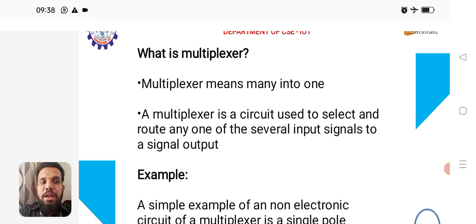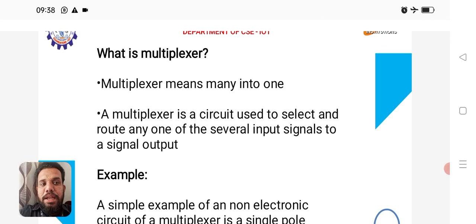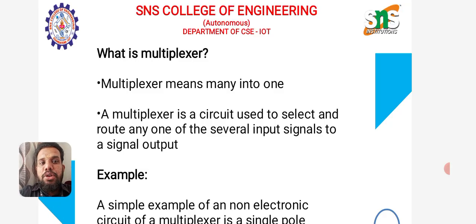In terms of definition, it is a circuit used to select and route any one of several input signals to a single output. In a single path, there may be many inputs, 8, 4, 16, 32, 64, n number of inputs, but you have to select only one signal at a time and transmit it to the output. This is the concept of a multiplexer.